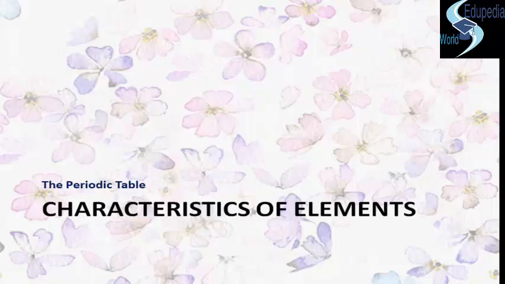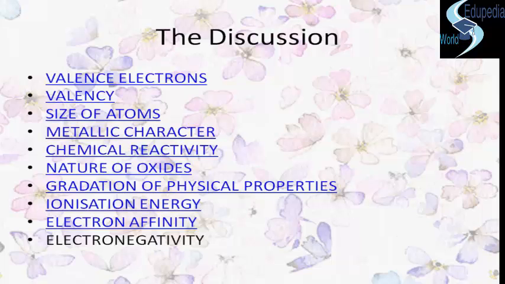Friends, from the past sessions we are discussing the characteristics of elements and the variation of characteristics of the elements in the modern periodic table with respect to groups and periods. So far in the discussion we have already covered valence electrons, valency, size of atoms, metallic character, chemical reactivity, nature of oxide, gradation of physical properties, and ionization energy.